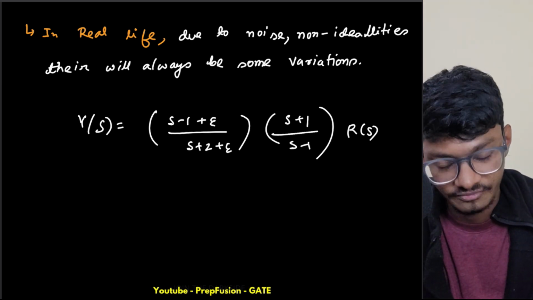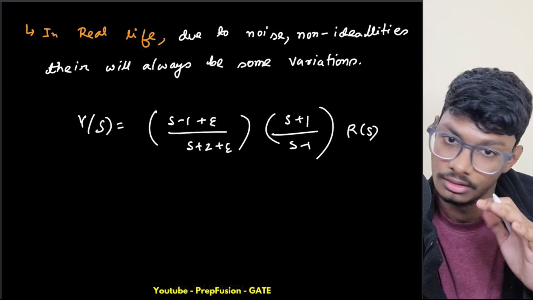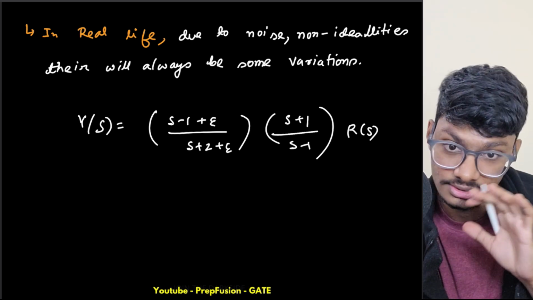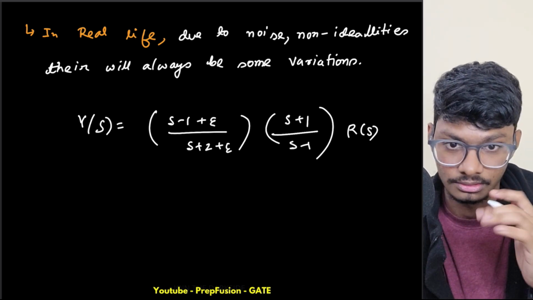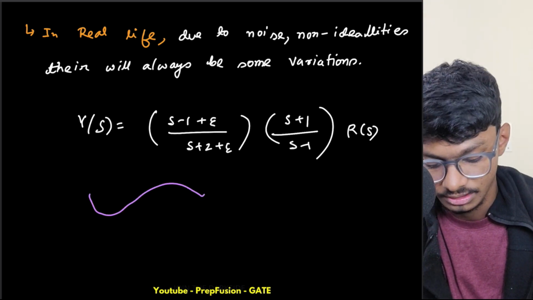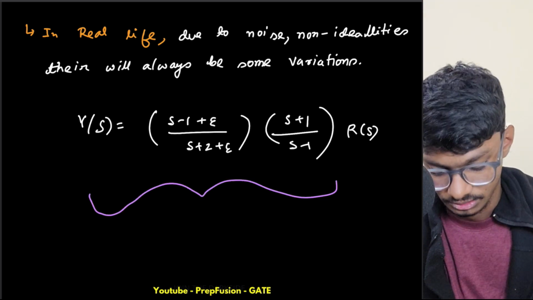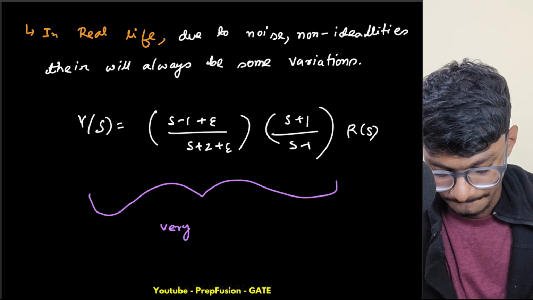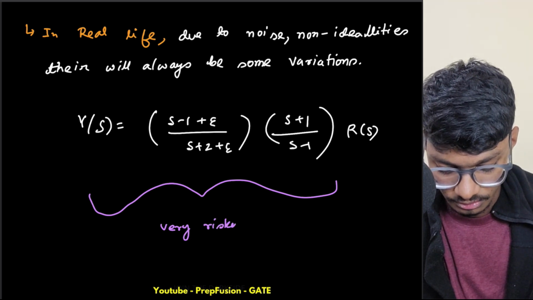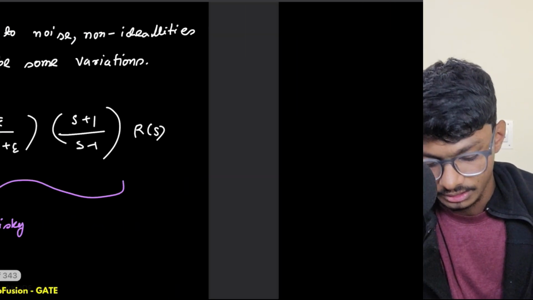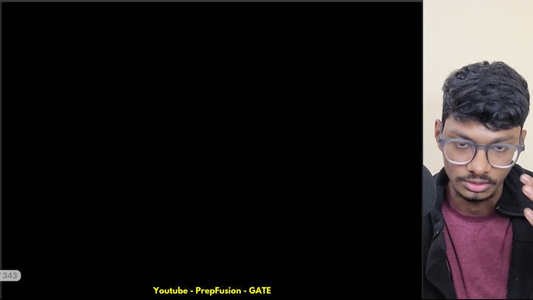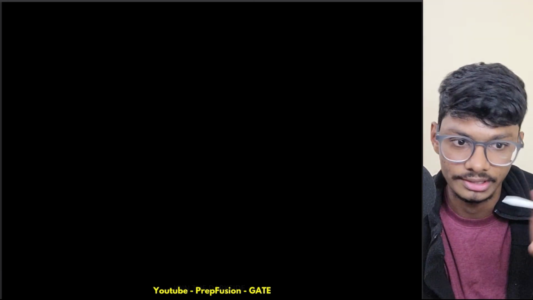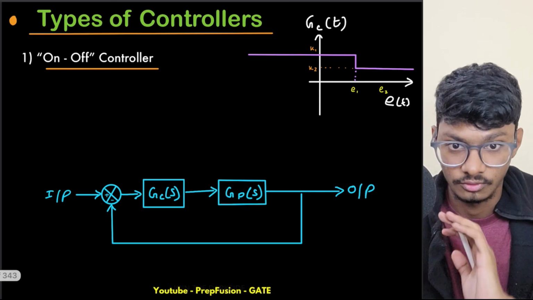That's why we use feedback, because even though there is noise, feedback can still make the system stable. That is why feedback is very good for us, and the other approach is very risky. Even though it's a slow process, feedback helps reduce the noise also, and it can make the system stable also. So that was it for pole zero cancellation.